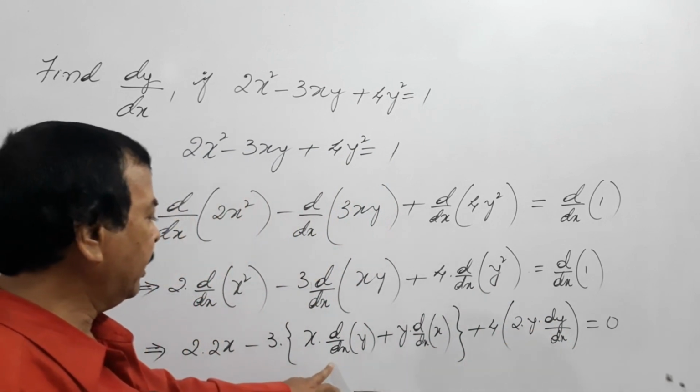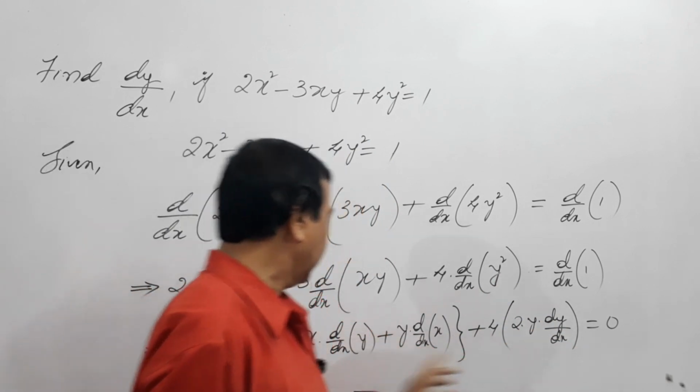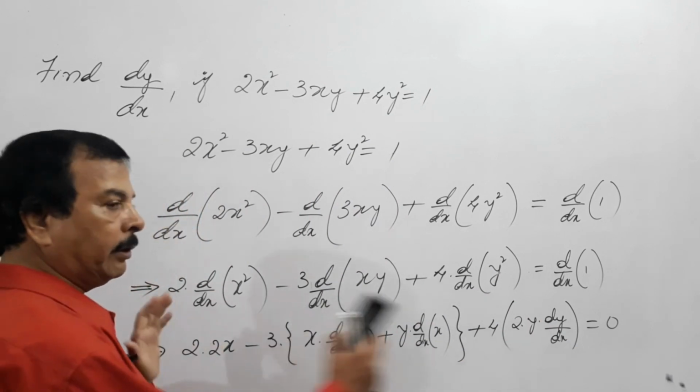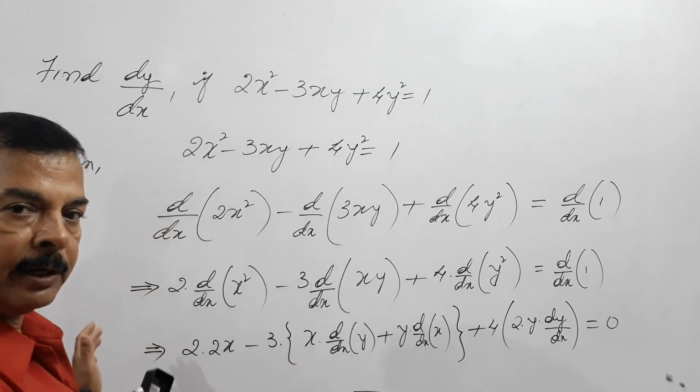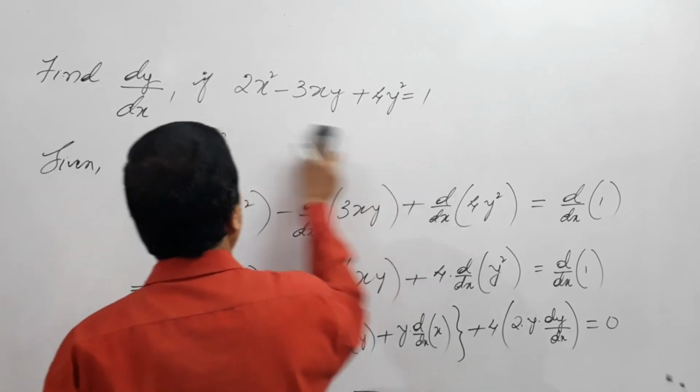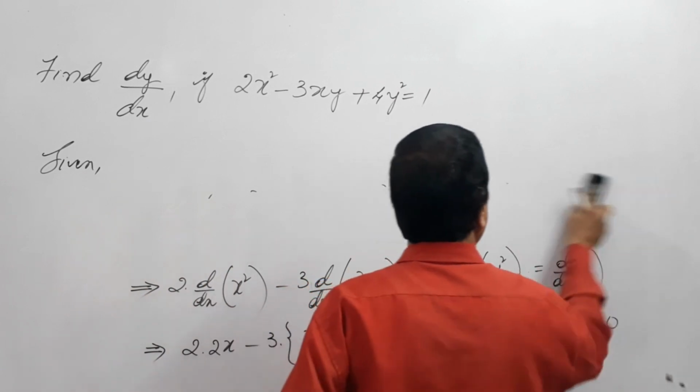We have a dy by dx here, we have a dy by dx here. So we have to try to bring everything on one side, dy by dx terms on the left hand side and remaining terms on the right hand side as per the method. So I'll rub this.